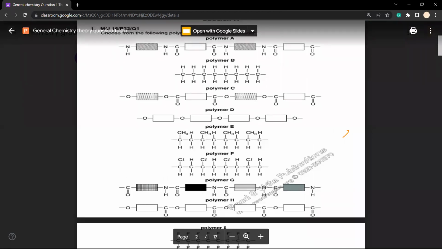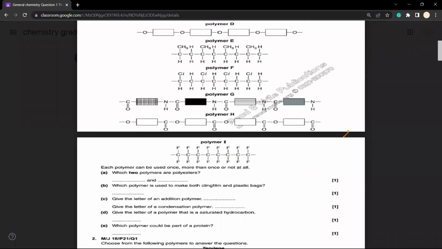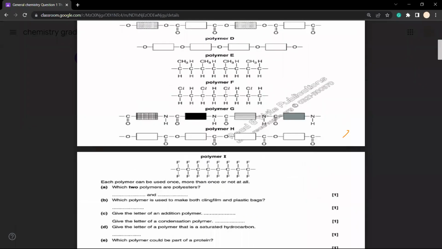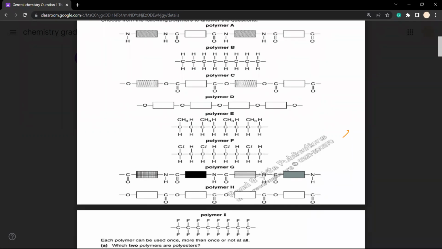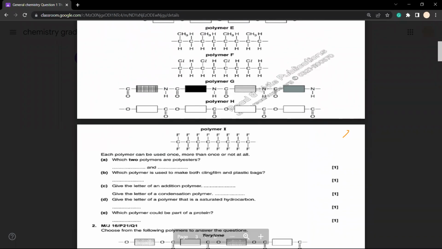Okay, moving down to look at the next part. Now give the letter of an addition polymer. As I told you, addition polymers are those where the elimination of water is not taking place, where your repeat unit has no amide linkage or ester linkage. So the examples of addition polymers that we can see here are polymer B, an example of addition polymerization, because it has neither an ester linkage nor an amide linkage. Polymer E is where you can't see an ester or amide linkage. Then polymer F can also be your addition polymer, and polymer I can also be your addition polymer. Out of these four options, you can write down any one option.